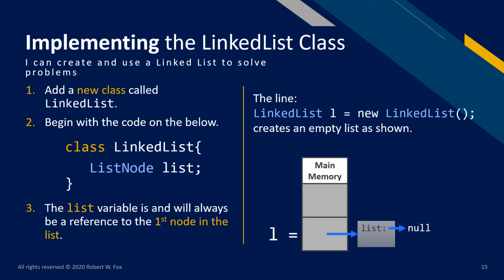Notice that the linked list class has one variable called list, and list has a very important job. It's always going to be a reference to the first node in our list. So you can kind of see what that looks like over here on the right. If I was to create a linked list object, I would say linked list L equals new linked list. And here we have our L, and a linked list is an object. So we have a reference pointing to our linked list object, and our linked list object has one variable called list, which right now points to null.